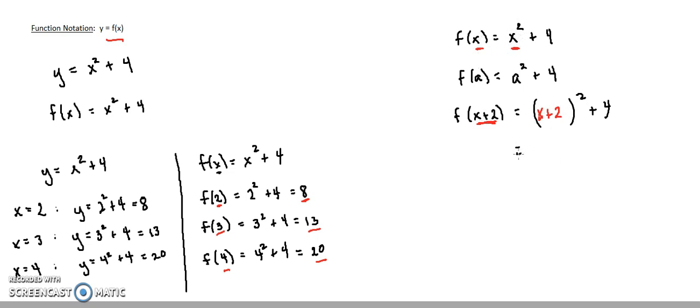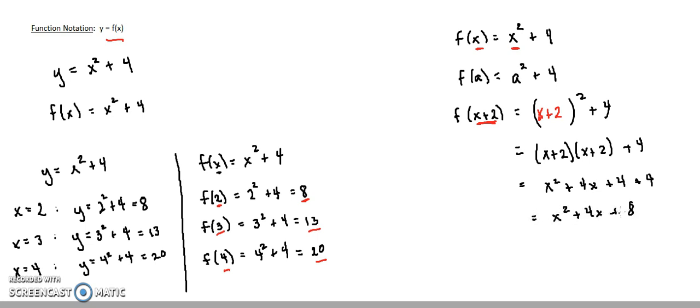And then if you need to neaten that up a little bit, you can. Usually the book wants you to multiply these out, so we'll stick with that pattern. And remember, when you multiply out an exponent, it doesn't distribute. You have to multiply it out in FOIL. So we're going to get x squared plus 4x plus 4 right here. So we get x squared plus 4x plus 8 for our final answer.